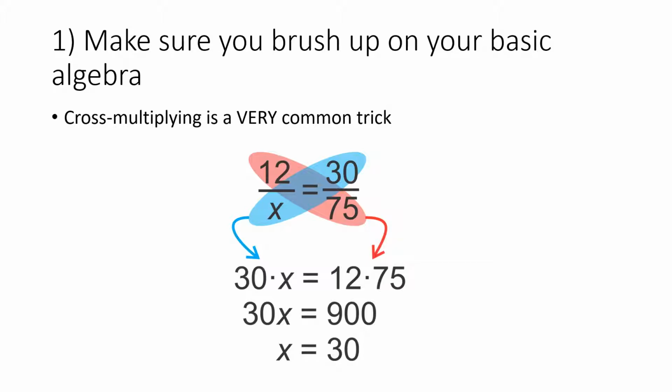So what you need to do is divide both sides by 30. If you divide 30x by 30, you're just left with x. If you divide 900 by 30, you get 30. So therefore, the answer would be x equals 30.